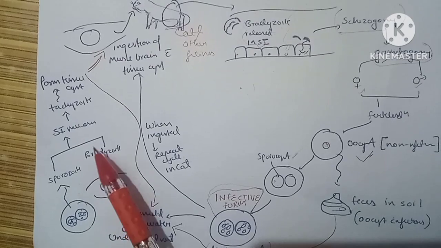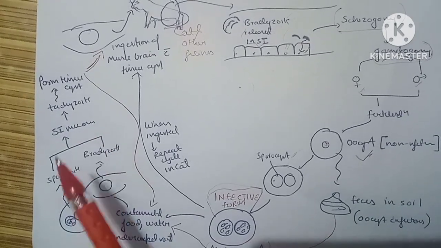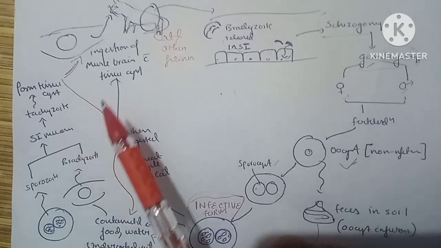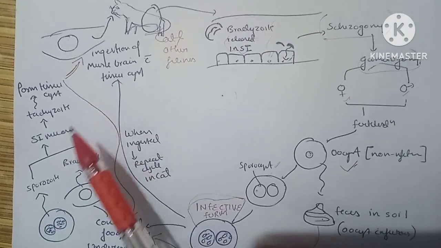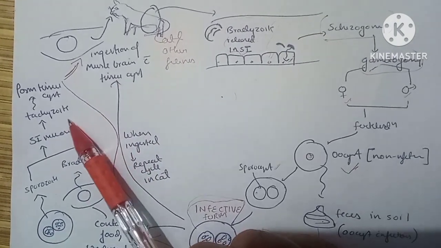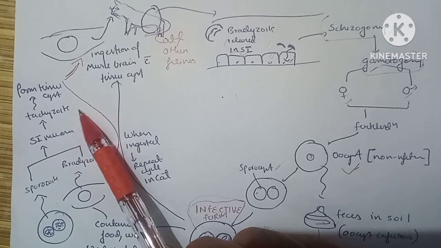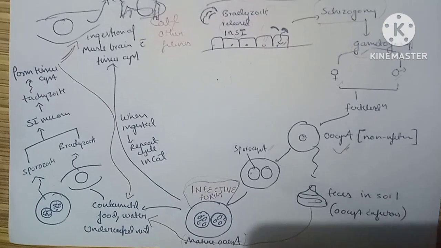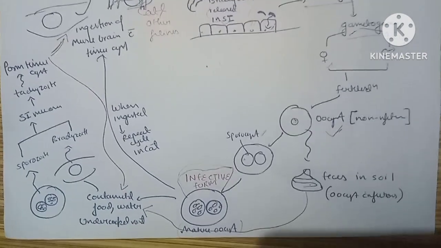The sporozoites and bradyzoites in the small intestinal mucosa are going to form the rapidly proliferating form, the trophozoite. Because of the acute infection, now there is going to be tachyzoite formation, rapid proliferation, and these tachyzoites finally are going to form tissue cyst. This is what is happening in an exo-enteric cycle.